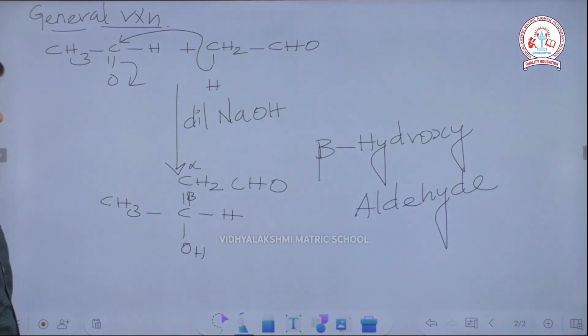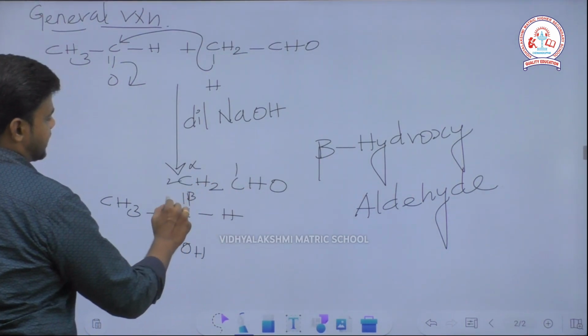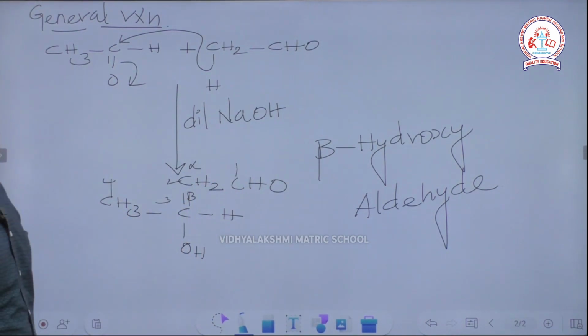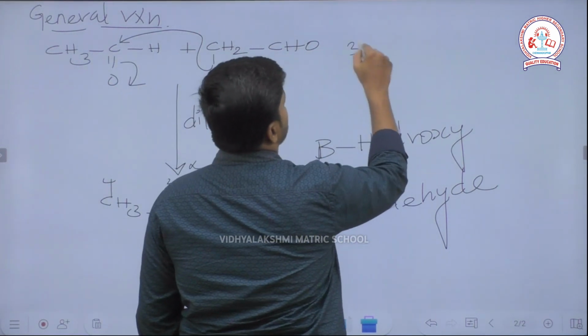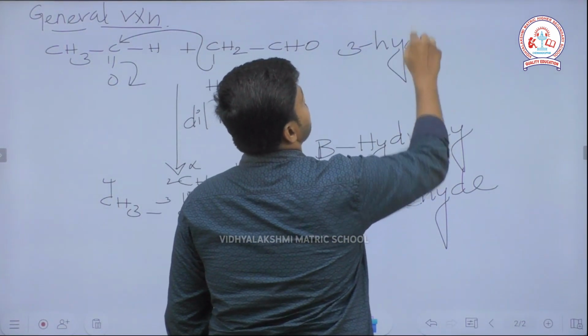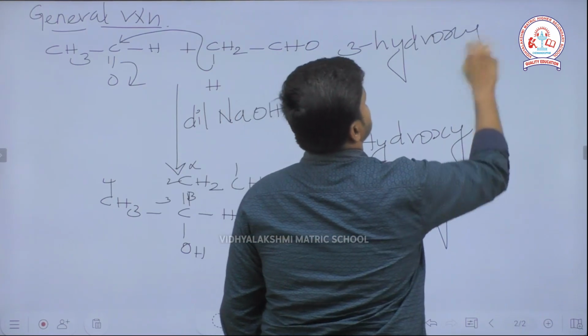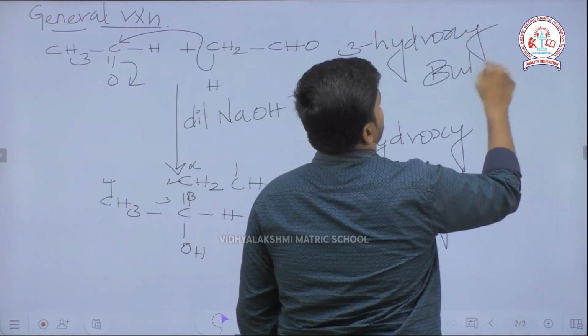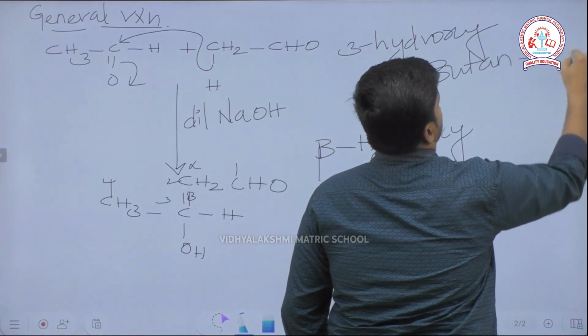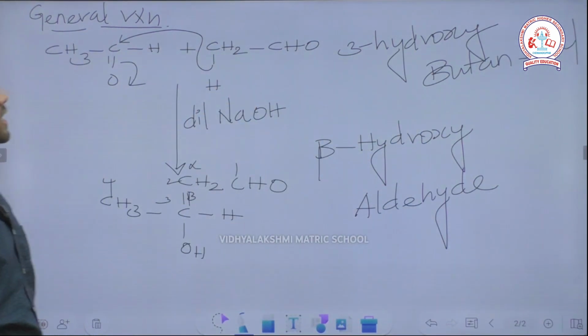The IUPAC name can be said as, this is the first carbon, second carbon, third carbon, fourth carbon. So it is 3-hydroxy butan-1-al. So this is the general reaction.